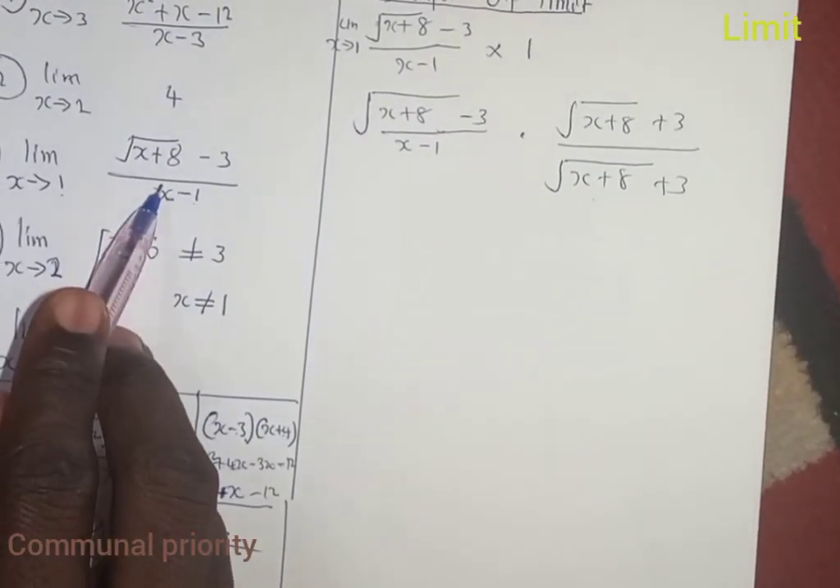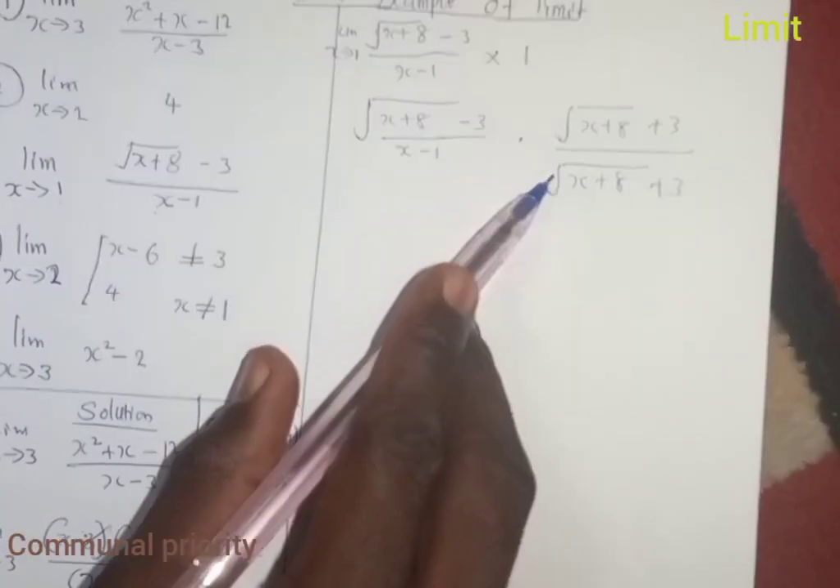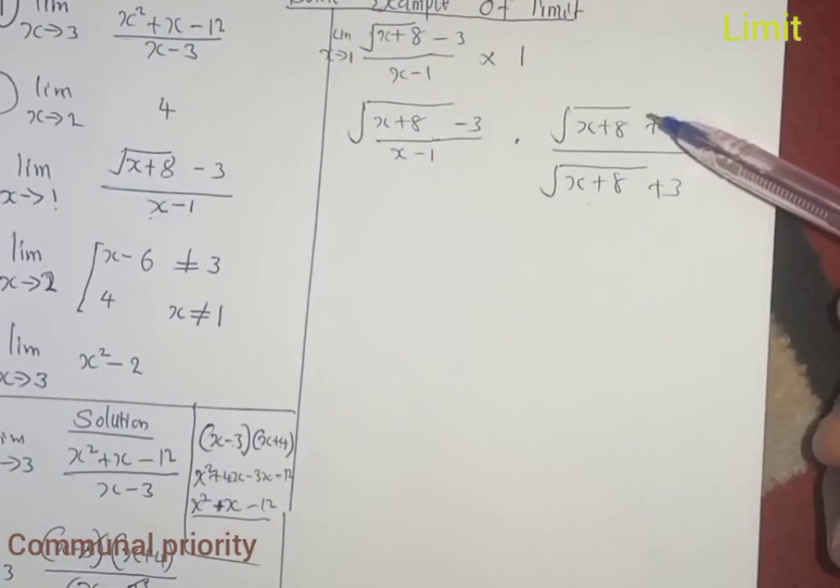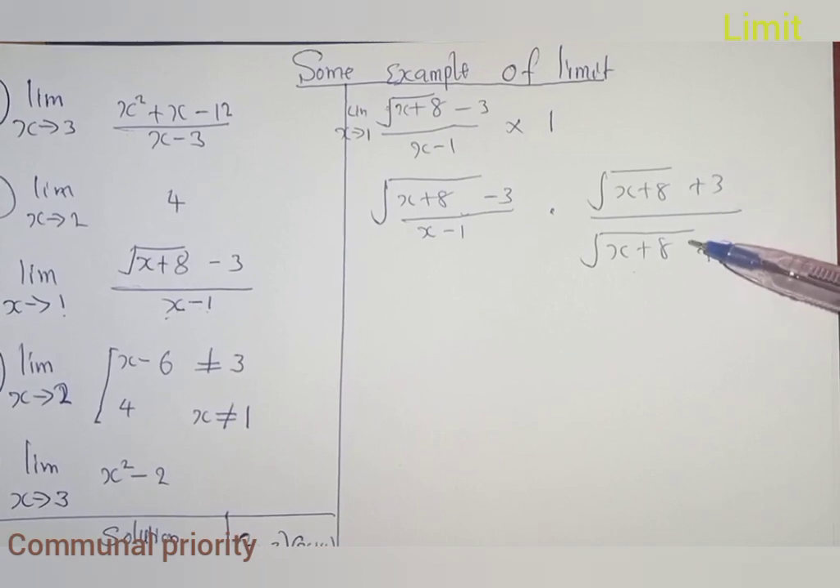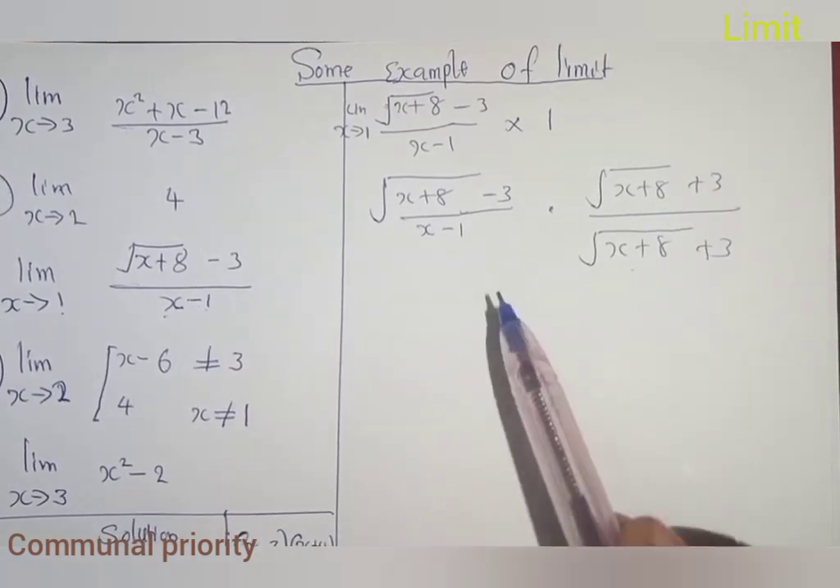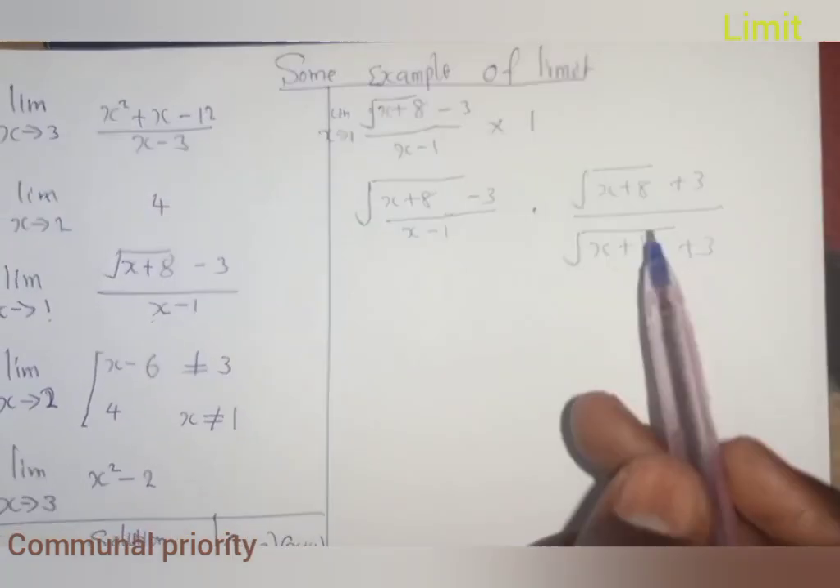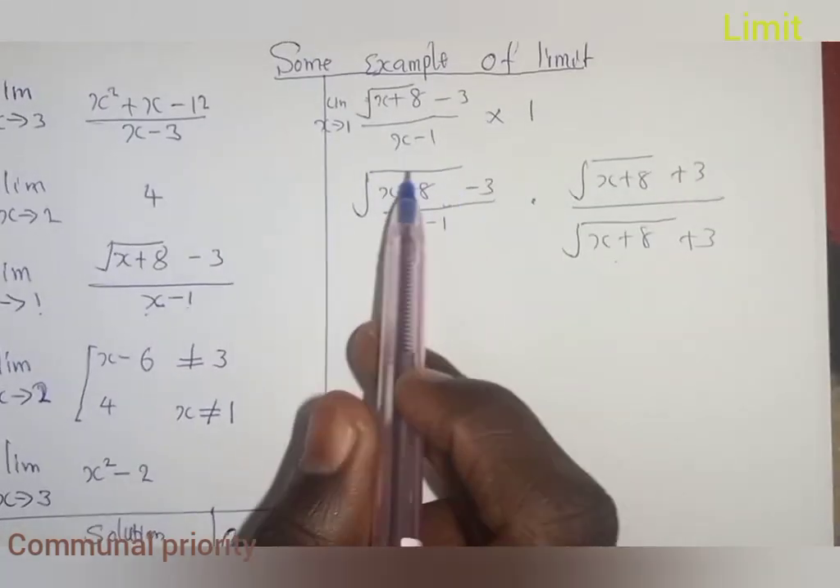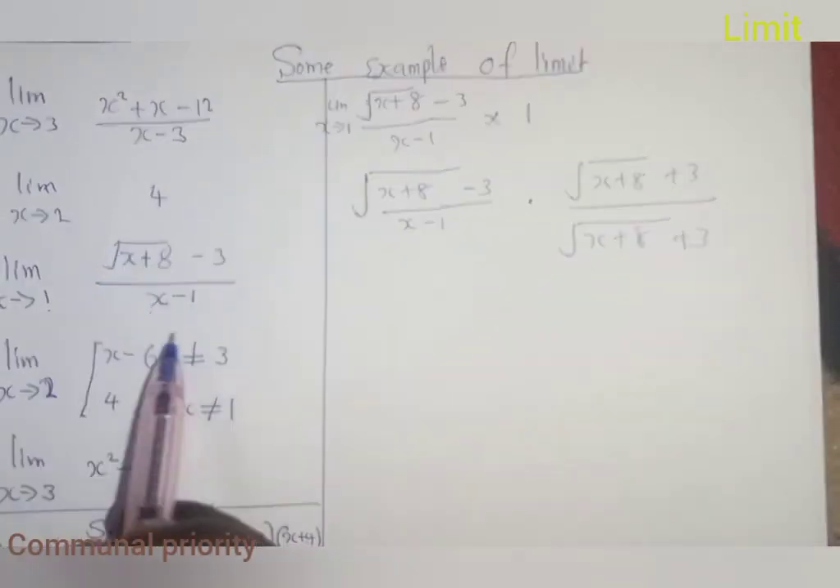So therefore, this question and this one, they are all the same, because if you divide these two values, we are getting 1. And 1 multiplied by any number is equal to that number. So 1 multiplied by this value will give us what? The same thing we have in the question.